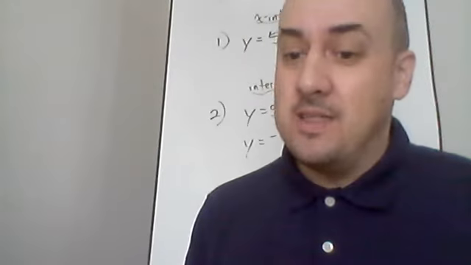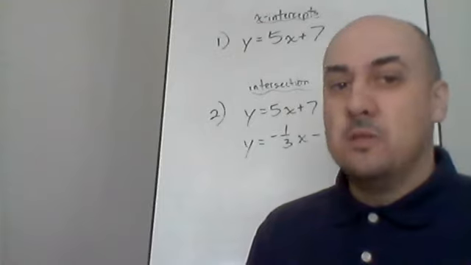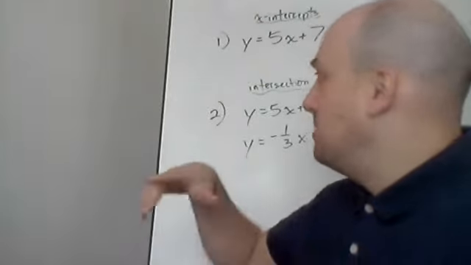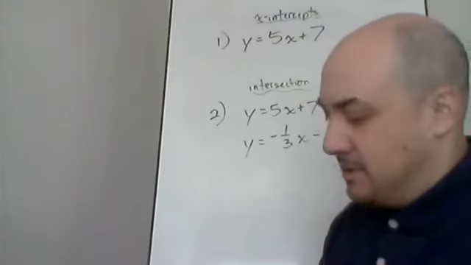So the first thing we're going to do is find the x-intercept of a graph. If you recall, the x-intercept refers to the points where the graph touches the x-axis, right, that horizontal axis. Right, so here's the equation we're going to use to find the x-intercepts. y equals 5x plus 7.